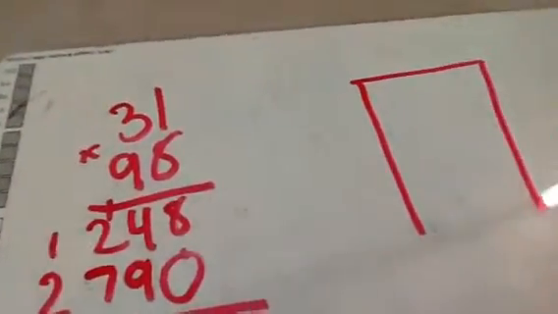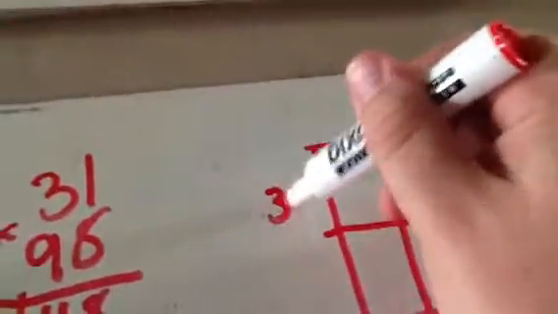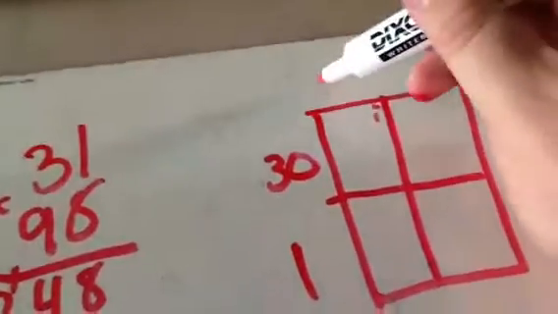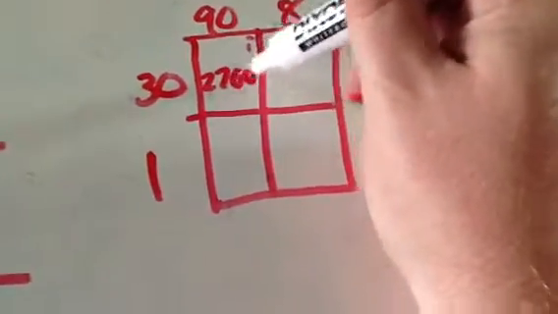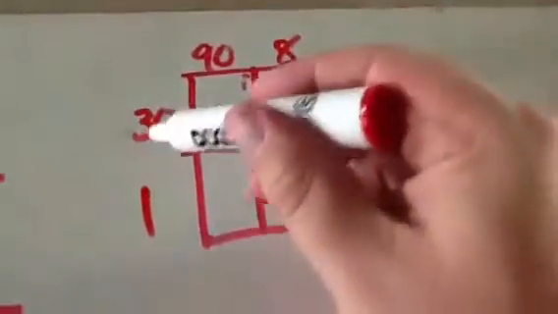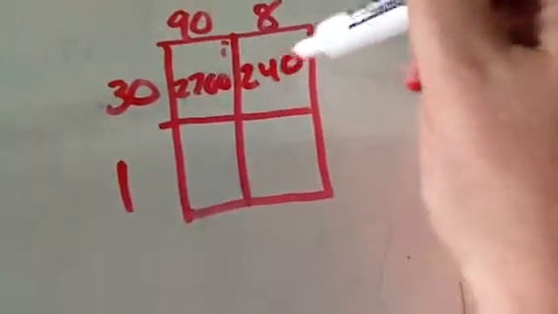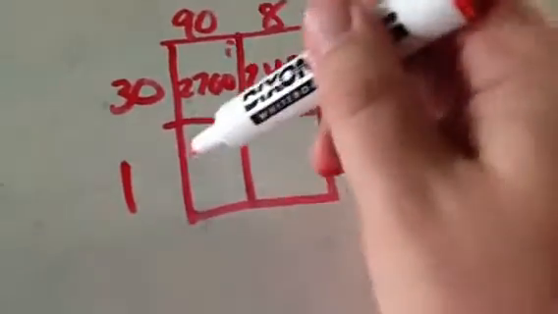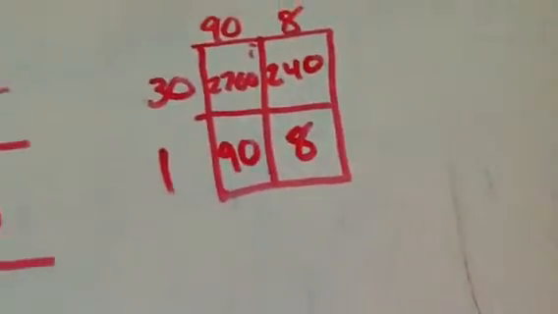Okay. Using area model, I'm going to draw my square or rectangle and label it 30 and 1, 90 and 8. All right, and I'm going to go ahead and multiply. 3 times 9 is 27, 2 zeros. 3 times 8 is 24 with a 0. 1 times 9 is 9 with a 0. And 1 times 8 is 8.